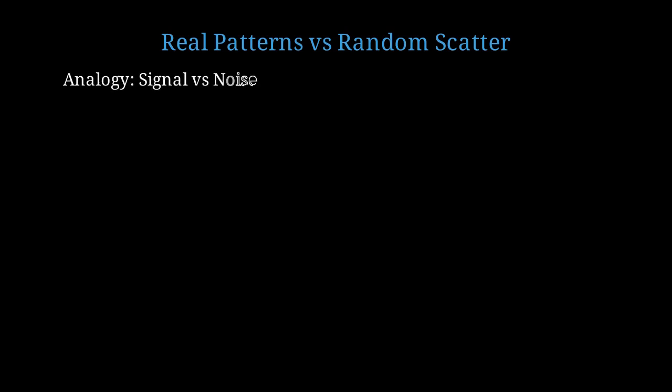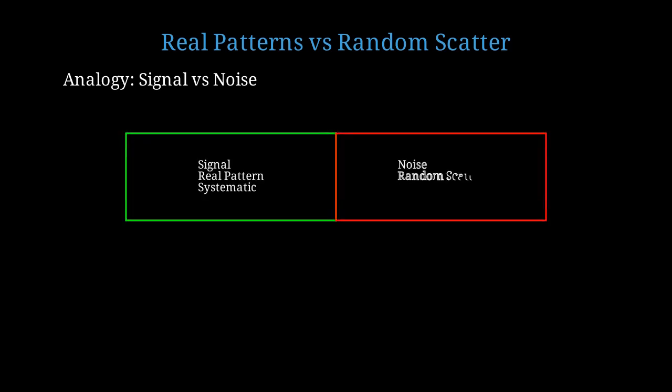Here's an analogy. Think of your data like listening to a radio. The real pattern is the signal, the music you want to hear. Random scatter is the noise, the static that interferes. The signal is the real pattern, systematic and repeatable. The noise is random scatter, unsystematic and unpredictable.